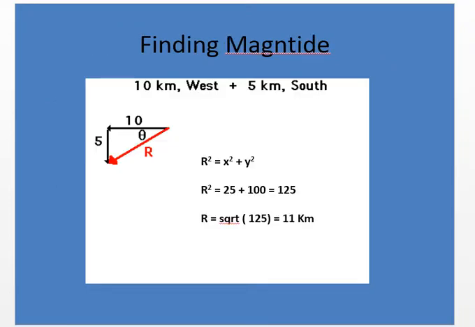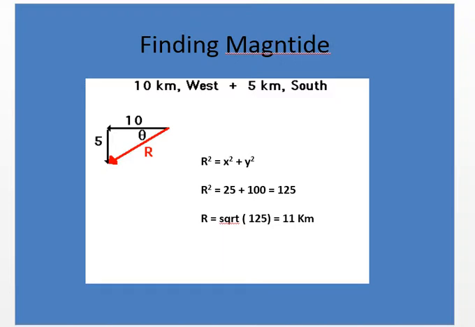When you want to find the magnitude, you're just going to use the Pythagorean theorem because the x and y components are given to you. That means they're at right angles to each other. So if you walk 10 kilometers west and then you turn and walk 5 kilometers south, the total displacement from where you started to where you ended is indicated by this vector called r, the resultant, which happens to be the hypotenuse of this triangle.